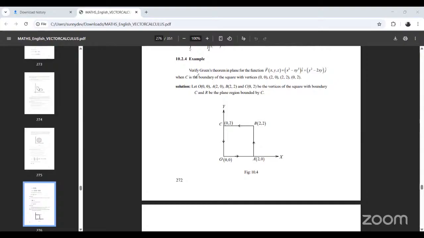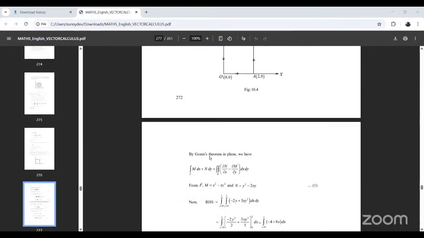Okay. So verify Green's theorem in the plane for the function, where C is the boundary of the square. Here the curve is a square with vertices (0,0), (2,0), (2,2) and (0,2). Okay. Now let's see here.